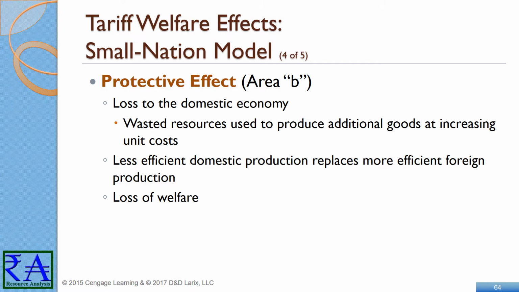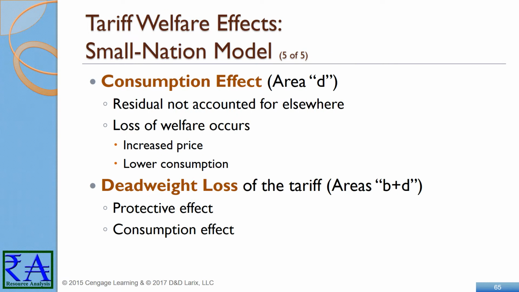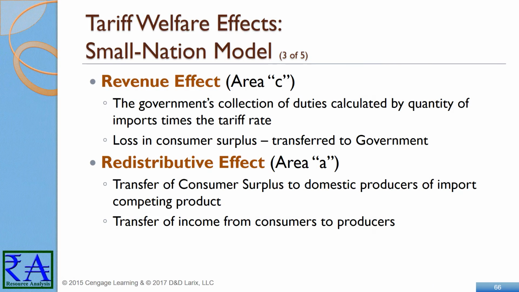When the protective effect and the consumption effect are combined, we consider them to be the deadweight loss of the tariff on the domestic economy. Quite a few different factors can result in deadweight loss, not just tariffs. These are also known as excess burdens or allocative inefficiencies. They indicate a loss of economic efficiency, witnessed when equilibrium price and quantity for a good or service is not achieved because of artificial manipulation of a market.